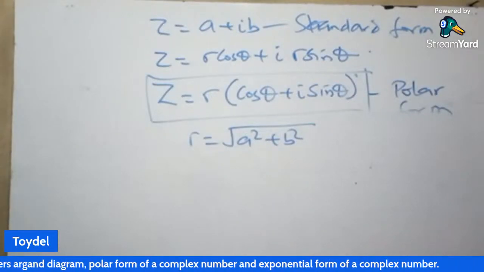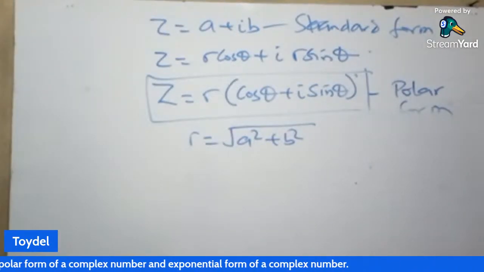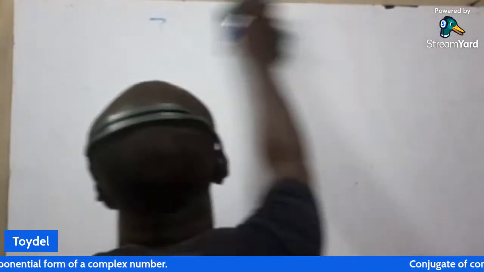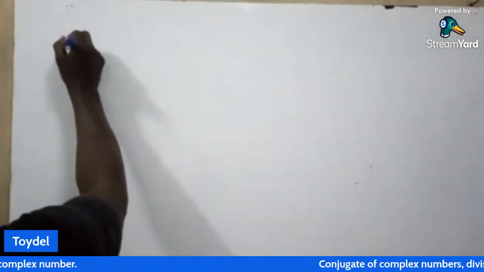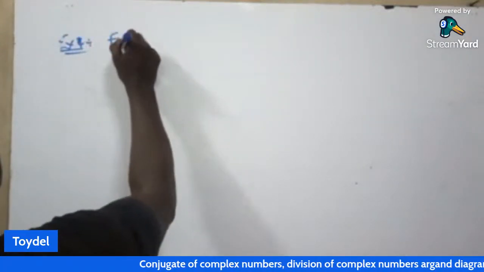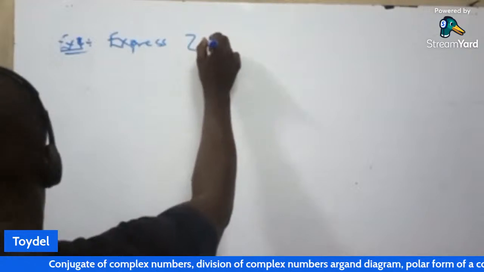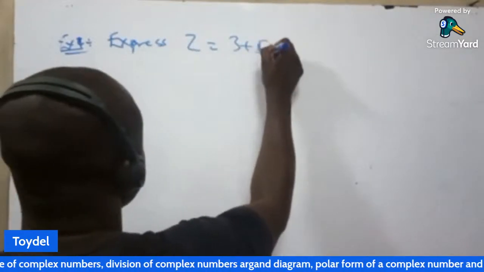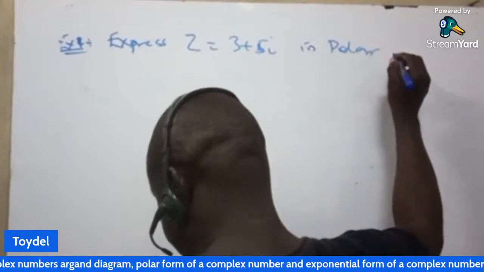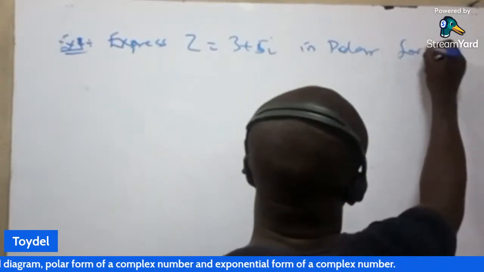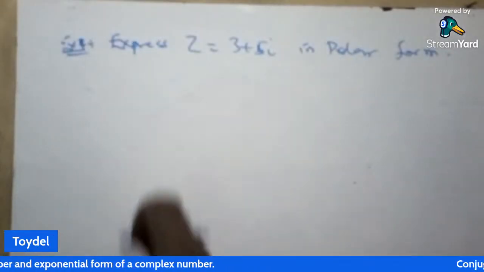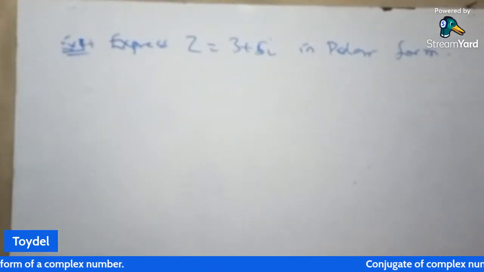Let's give an example on the polar form, then we go to exponential form some other time. Example 4. The question says: express z equals 3 plus 5i in polar form. By the time I introduce exponential form, I will also express this in exponential form, and then we are going to see the difference.